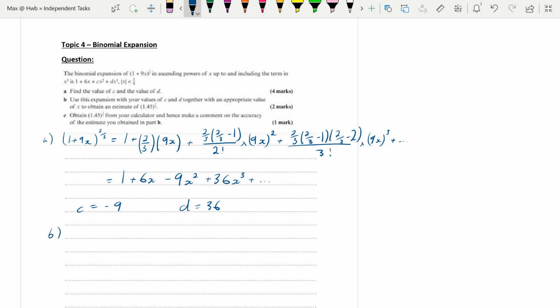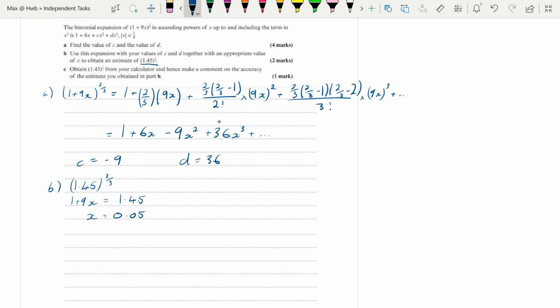So now I've got my expansion. Use this expansion, with your answers for C and D and the appropriate value of x, to obtain this here. So I want to try and find 1.45 to the 2/3. What that means is I need to make that bracket, 1 plus 9x, equal 1.45. So I need to find out what the value of x is. I can solve this now. I can take away 1, that's 0.45, and divide by 9. So that means x is going to have to be 0.05.